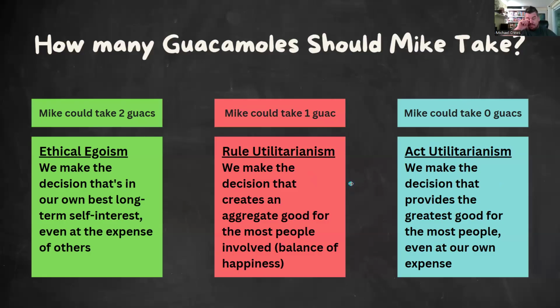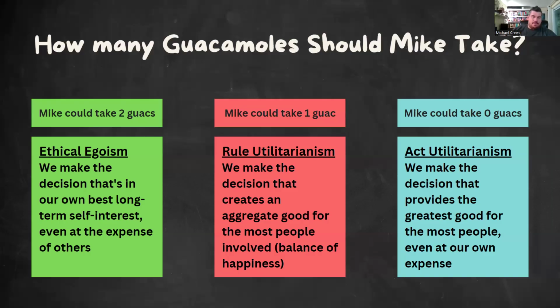This is almost kind of like a balance. This is where we're looking to make a decision that creates an aggregate good, a good in the total, for the most amount of people involved. So this is a balance of happiness. Then you, as a stakeholder, get a little bit of happiness as well, right?